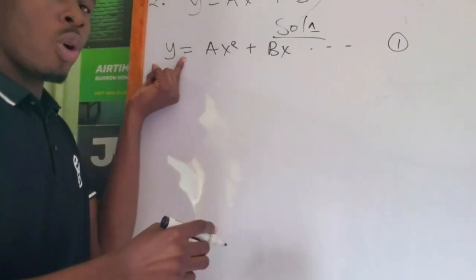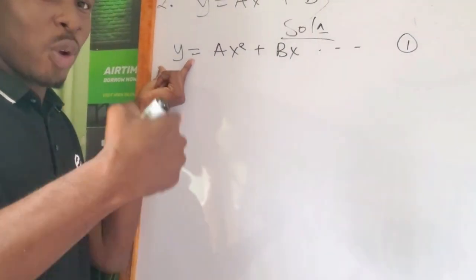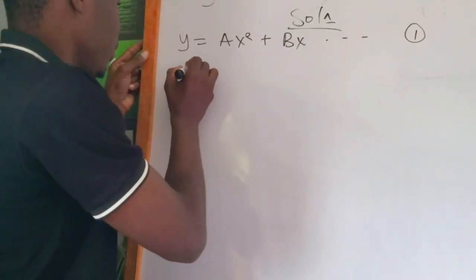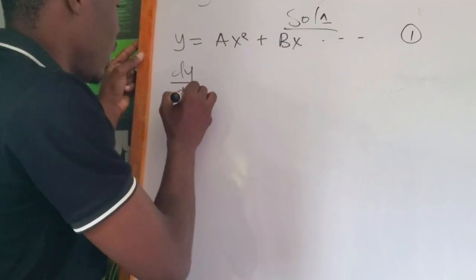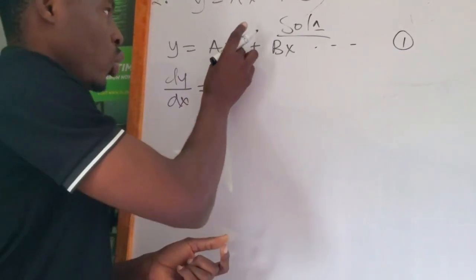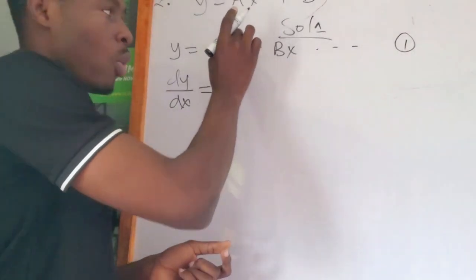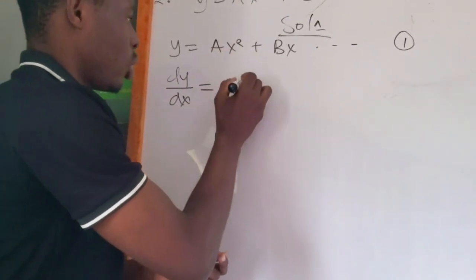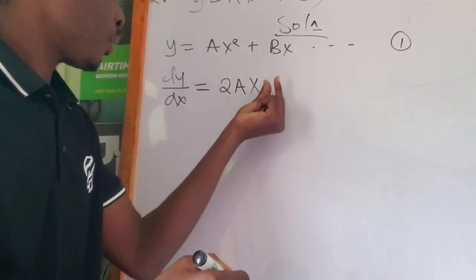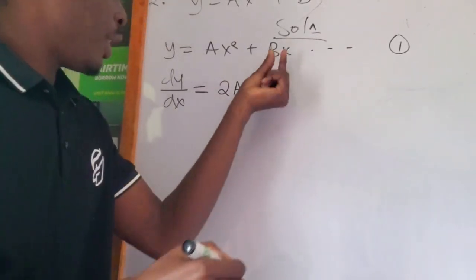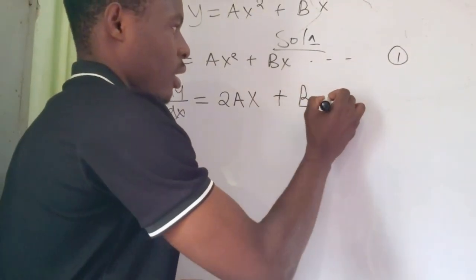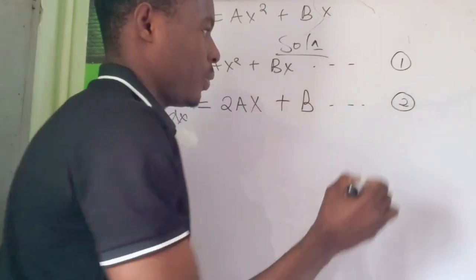If we differentiate y, what do you get? You get 1, but y is a function of x, so you have to multiply by dy/dx. So this will be dy/dx is equal to, if we differentiate ax squared, what do you get? This will be 2 times a. Take away 1 from the power, you get 2a, taking away 1 from the power, you get x. Plus, if we differentiate bx, you only get b. And let's call this equation 2.